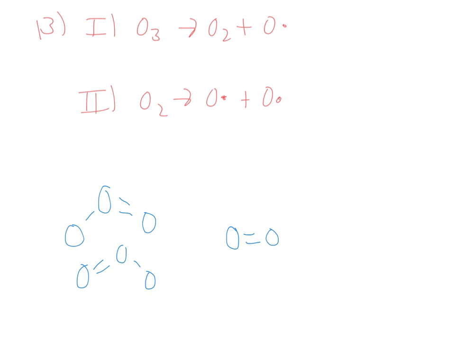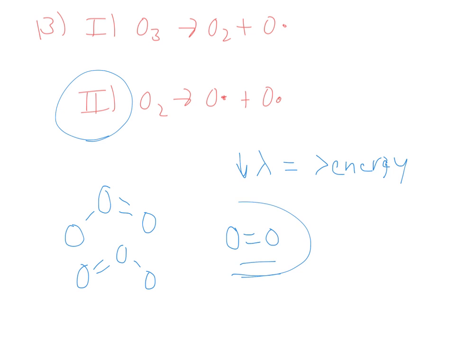So number 1 says, state and explain by reference to the bonding which reaction requires a shorter wavelength. Well, smaller wavelength means higher frequency or greater energy. So which one has the stronger bond? And that would be 2. The O2 has a stronger bond because it's a true double bond, as opposed to O3, which is a resonant double bond, or really a 1.5 bond.